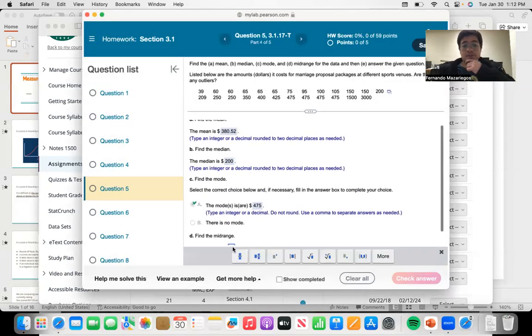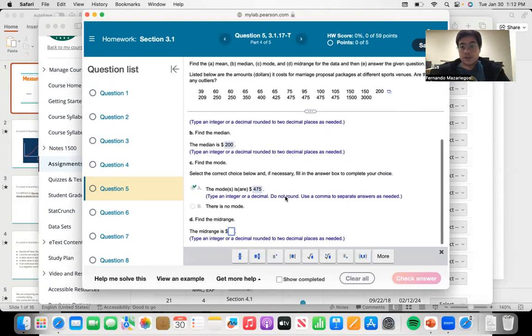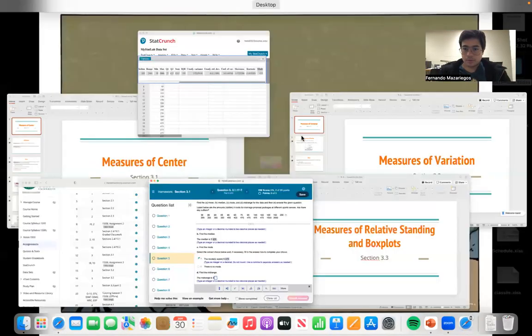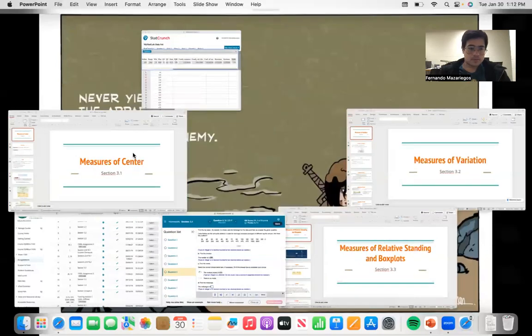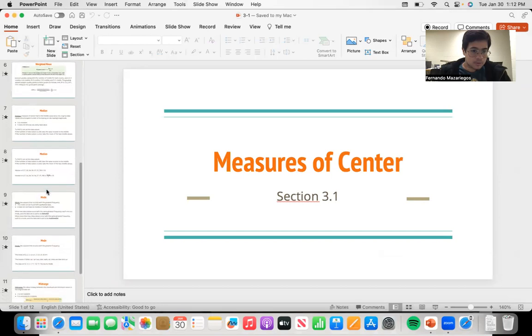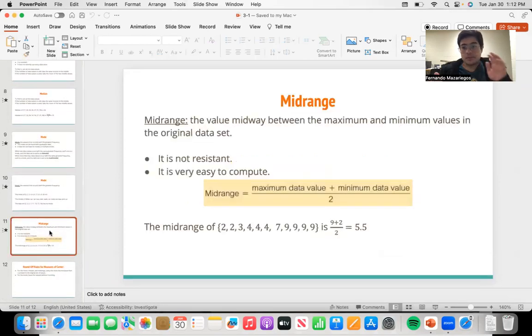And the mid-range, we cannot find with StatCrunch, but we can just calculate it ourselves. If you don't remember the formula, let me quickly go back to the slides for section 3.1. We see it right here. The mid-range is the average between the minimum and the maximum.